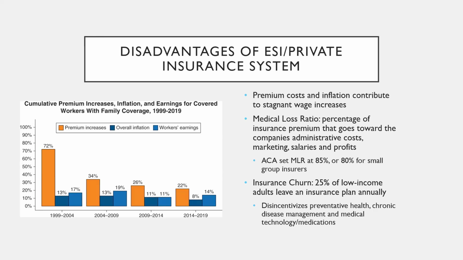And then the other big problem is insurance churn. So annually, 25% of low-income individuals will leave any given health insurance policy. So this disincentivizes these insurance companies from investing in chronic disease management and preventative health, basically betting on the fact that 25 or more % of the people under their policy will no longer be on their policy when they reach the more expensive end stages of any given disease process.